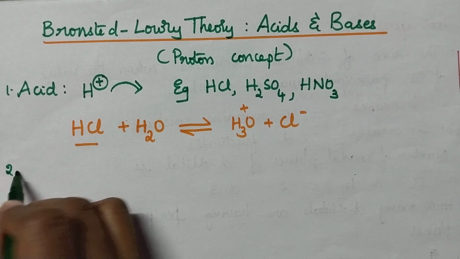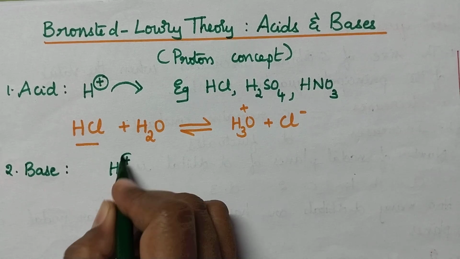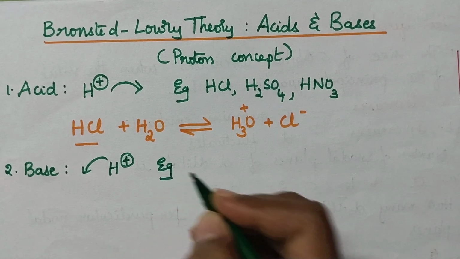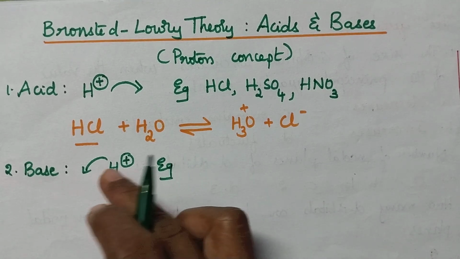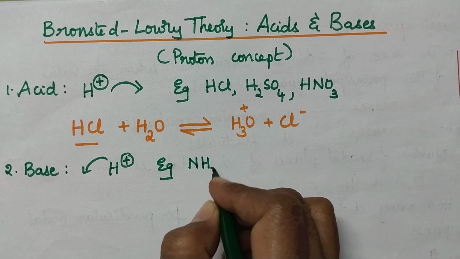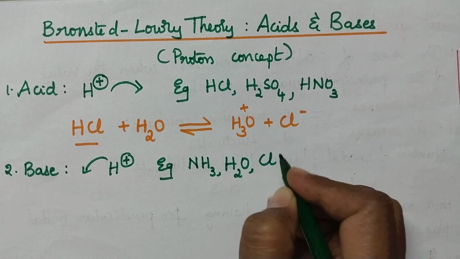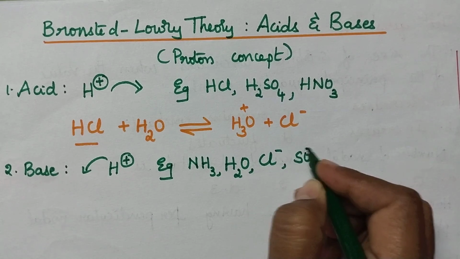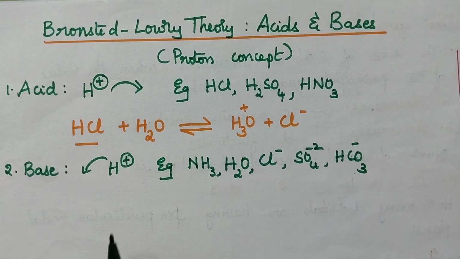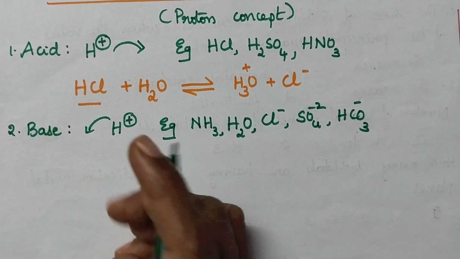Next, coming to the base. A base can be defined as a substance which can accept a proton from the other substance. According to Bronsted theory, a base is a substance which can accept a proton from the other substance. The best examples are ammonia and water. Here we can also consider the anions Cl minus, SO4 2 minus, HCO3 minus, etc.